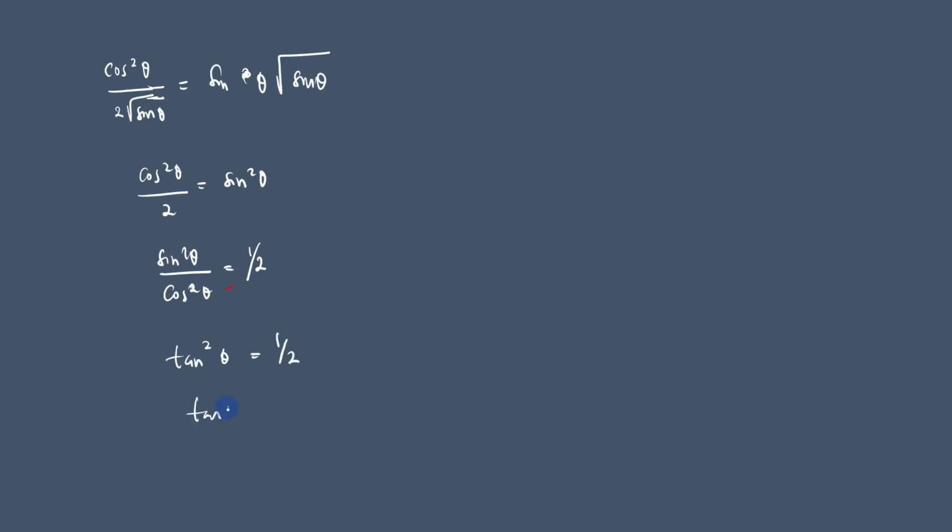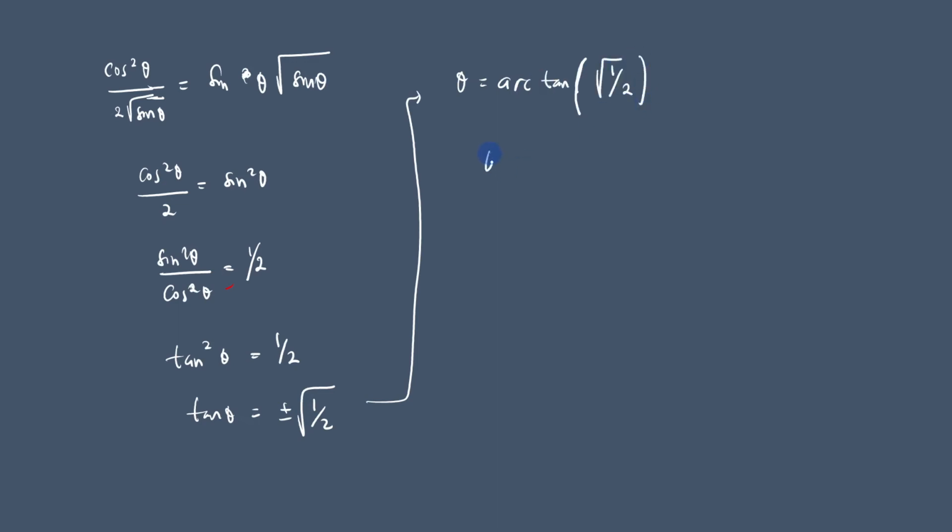So tan theta equals the square root of 1/2, and we can take the positive term. So theta is arctan of the square root of 1/2, and we can compute this. So theta equals 35.3. Okay, this is the angle that can yield the maximum distance.